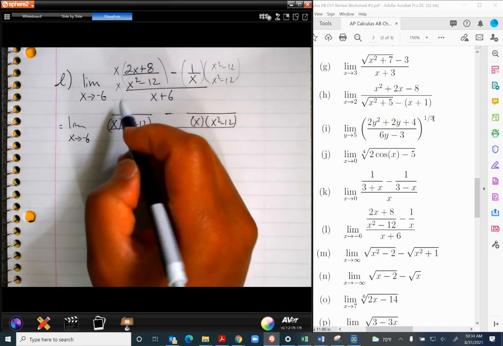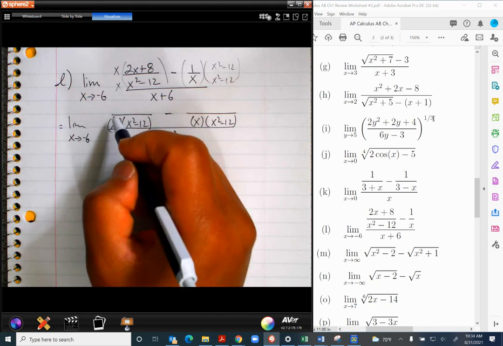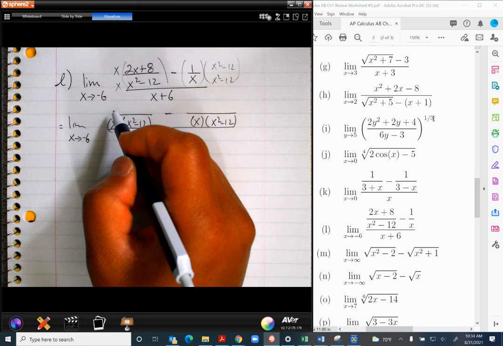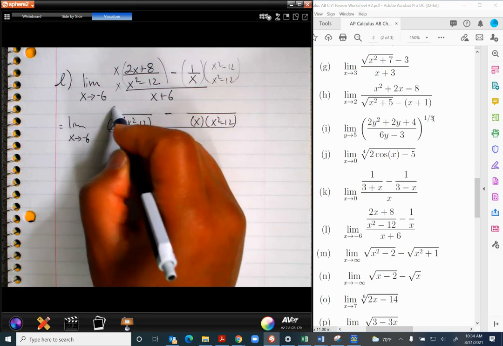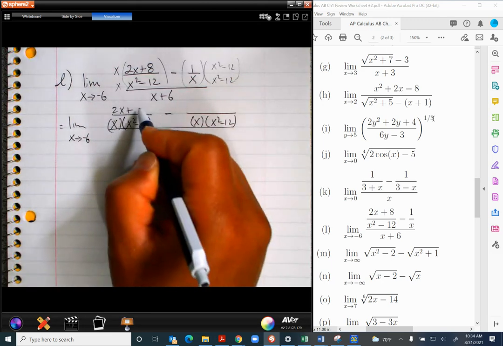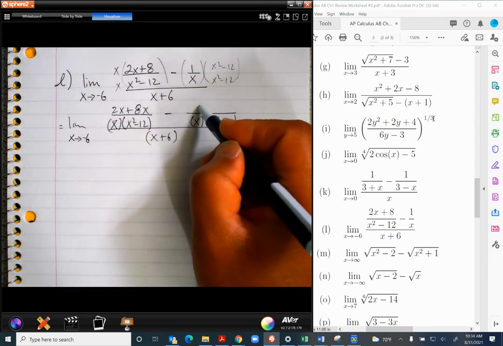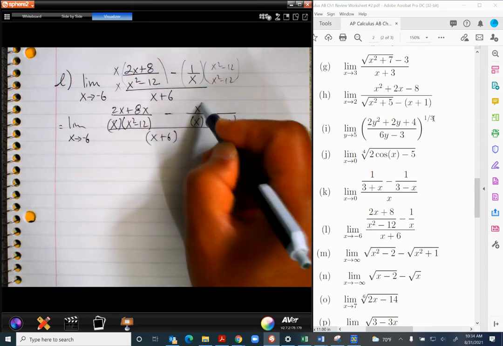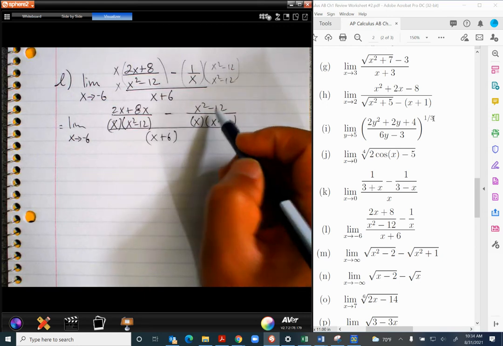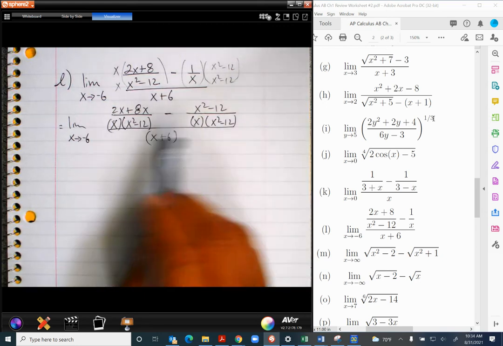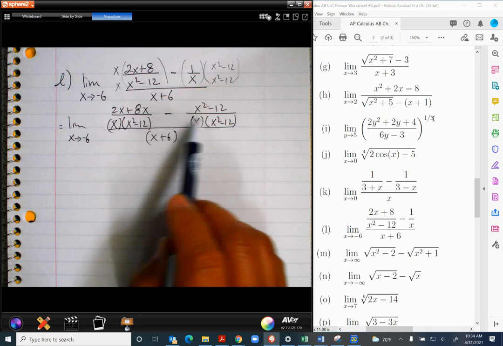Someone else. Come on. This is just multiplication. 2x squared plus 8x. Thank you. All right, and then this one, x squared minus 12, isn't it? Okay. All right, can I combine these two fractions now?